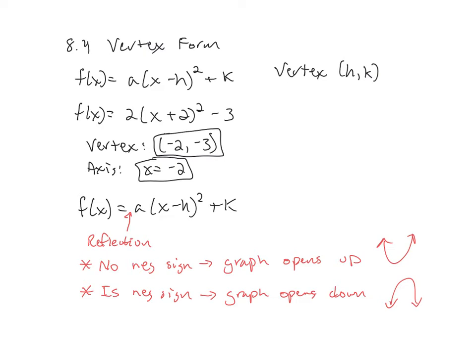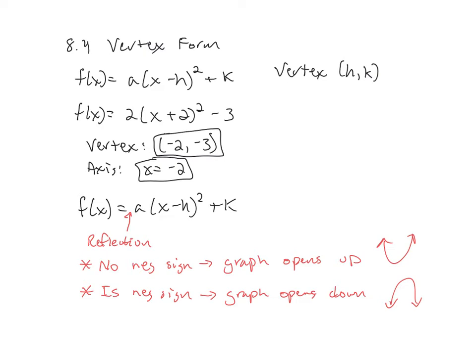Okay, so on those matching ones, find the vertex. And then again, 2 of the graphs will have the same vertex. If there's a negative in the front, then it needs to be the one that goes down. If there's no negative in the front, it needs to go up. It doesn't matter what this A number is. If there's a 2 or a 3 or a 1/2 or a 1/5 or whatever it is, that doesn't matter for those matching ones. Just the open up, open down, and the actual vertex.